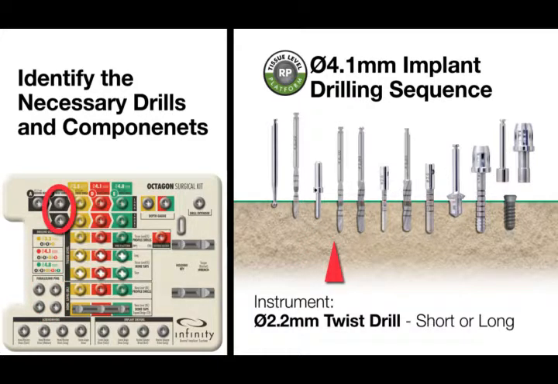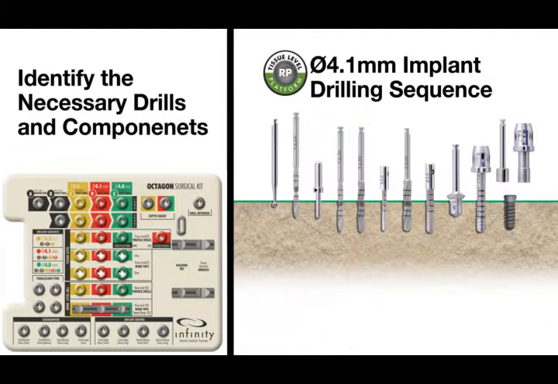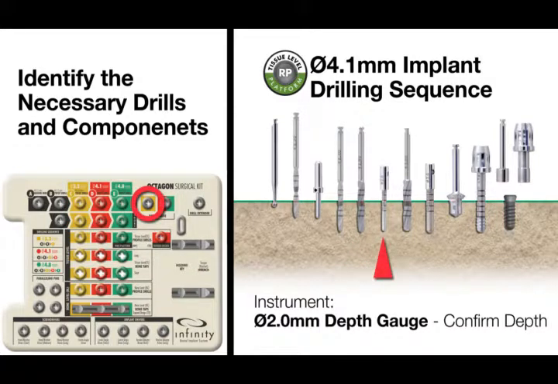When drilling for any OCTAGON implant, the 2.2 mm diameter twist drill from location B in your surgical kit will be used twice, once before checking alignment and again after checking alignment. We will review these details in just a moment. Fourth, choose either the short or long 2.8 mm diameter twist drill from column C, marked in yellow on the surgical tray. Fifth, choose the 2 mm depth gauge.